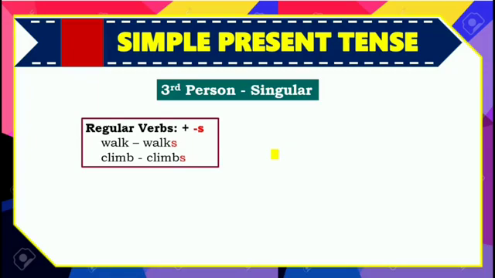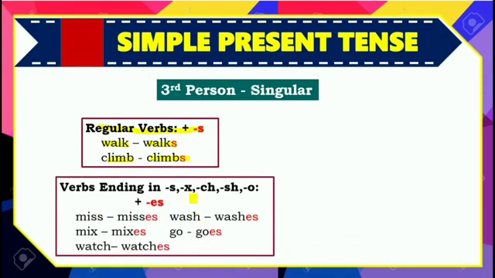For regular verbs, we need to add an s to the verb. For example, walk becomes walks. Climb becomes climbs. Now, verbs ending in s, x, ch, sh, or o, we need to add es this time. For example, miss, misses, mix, mixes, watch, watches. We have wash, washes, and go, goes. So that's how you spell the verb.